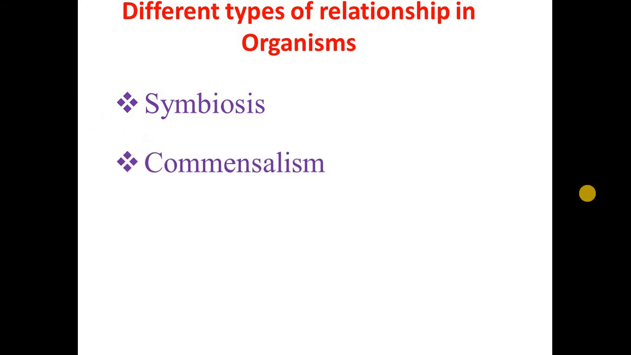Different types of relationship in organisms are seen. It may be symbiosis, commensalism, or parasitism. Now, in the upcoming slides, we will discuss each category one by one.